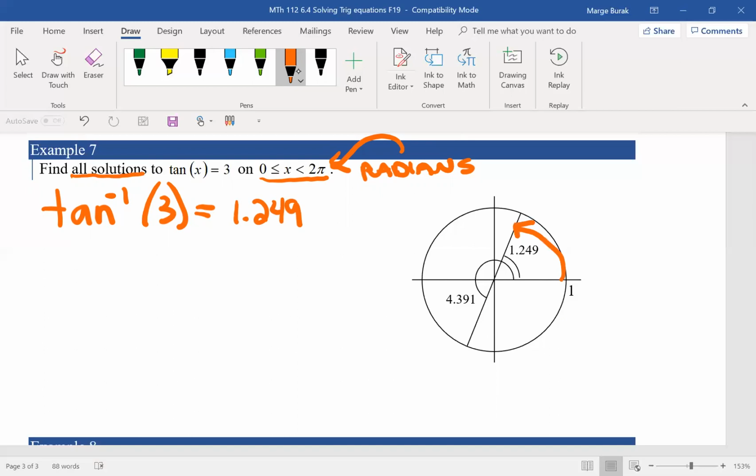All right. Now, the tangent has a period of pi, and that's why you see this on your circle. So every pi, I will get another tangent that has the same value. This is a positive tangent, so we'll go back and forth. We want from 0 to 2 pi, which means there are only 2 of them, because the next time I go around the circle will be greater than 2 pi. So all I need to do is take my 1.249 and add 3.14 because I'm in radians, and that will give me the other one.